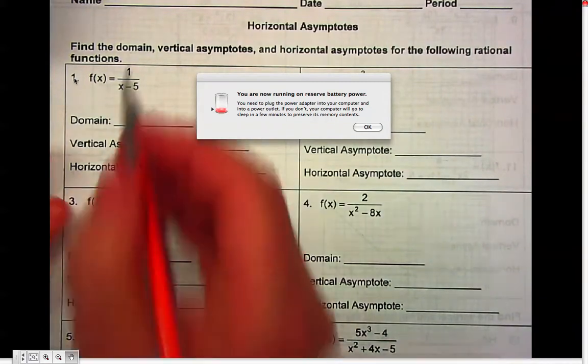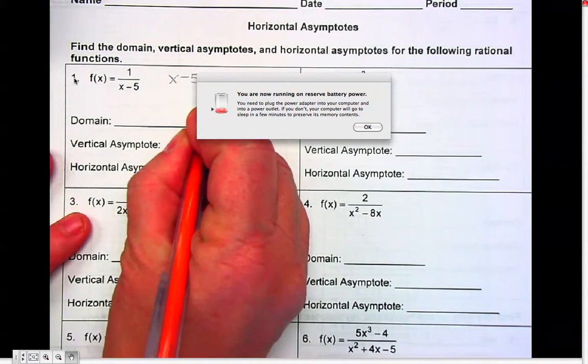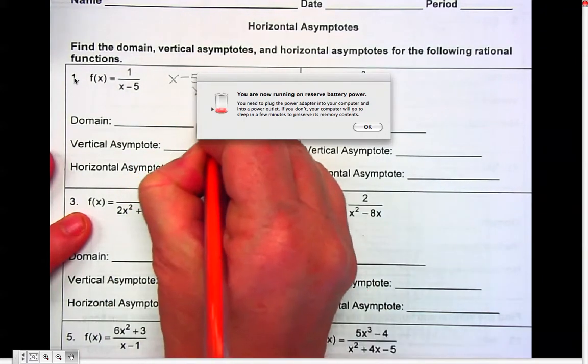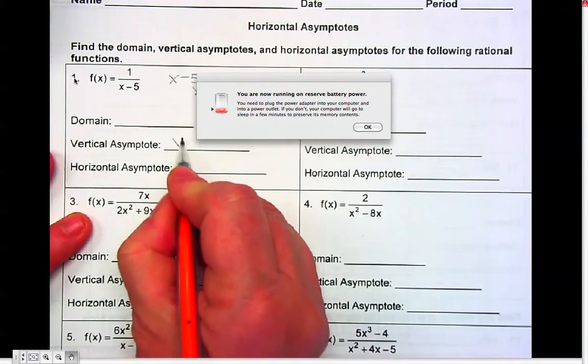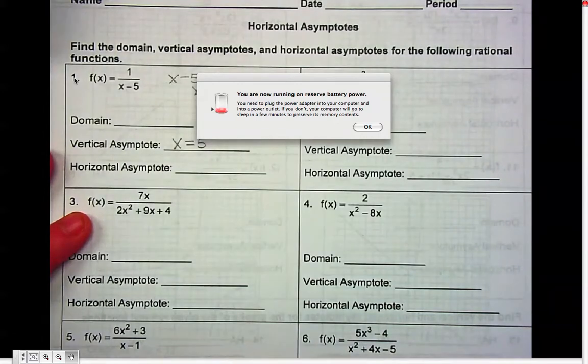Good. Set the denominator, which in this case is x minus 5, equal to 0. And then you solve for x. So what does x equal? 5. And that is your vertical asymptote. There was a dotted line going through 5 on the graph.